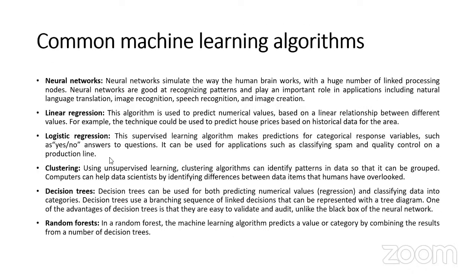Common machine learning algorithms used are neural networks, linear regression, logistic regression, clustering, decision tree, and random forest. In our case, we are going to focus on deep learning. Our subject is artificial intelligence and robotics. Artificial intelligence can be implemented using multiple algorithms or a single algorithm. In our case, we'll be using deep learning, because with deep learning we can easily make use of it for image recognition and speech recognition. Deep learning comes under neural networks, so we'll be using that.